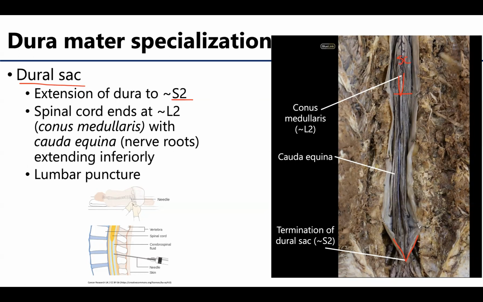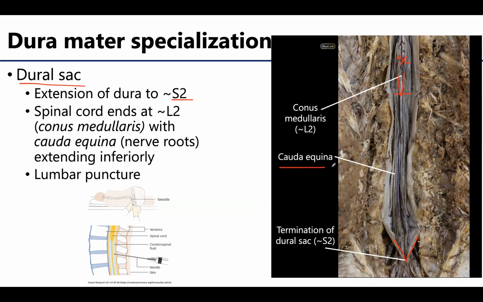And this is because the dura still needs to be around to surround the cauda equina, or these lumbar and sacral nerve roots, which extend from the end of the spinal cord in order to get to the correct level. So supposedly the cauda equina resembles a horse's tail. That's where it gets its name.